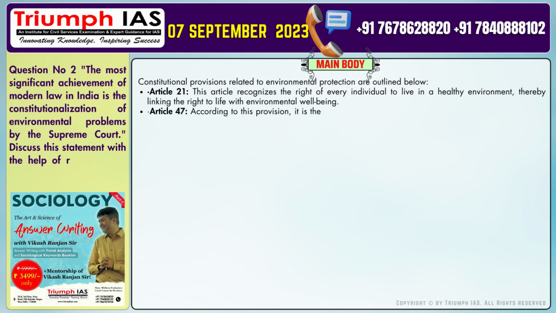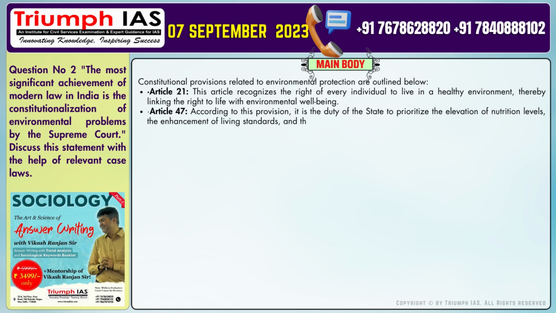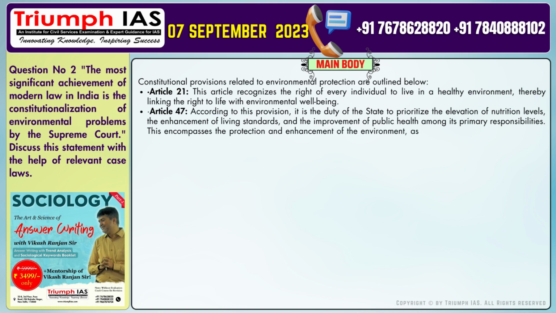According to this provision, it is the duty of the state to prioritize the elevation of nutrition levels, the enhancement of living standards, and the improvement of public health among its primary responsibilities. This encompasses the protection and enhancement of the environment, as a healthy environment is essential for public health.